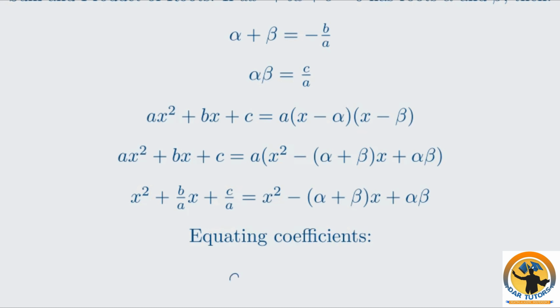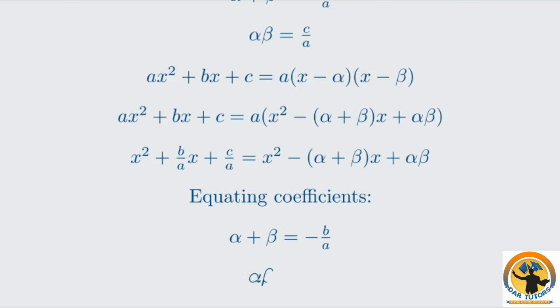The coefficient of x on the left is b over a, and on the right is negative alpha plus beta. So alpha plus beta equals negative b over a. The constant term on the left is c over a, and on the right is alpha beta. So alpha beta equals c over a.